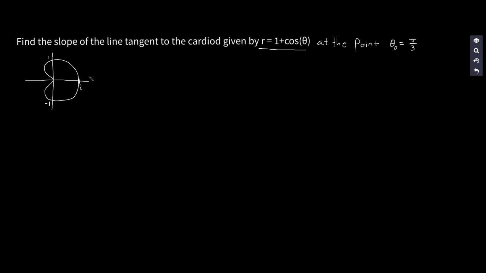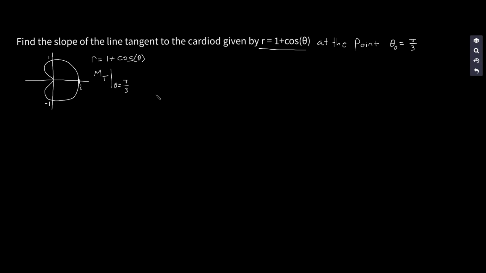All right. So here, r equals 1 plus cosine of theta. And we're looking for the slope. We're looking for the slope, you guys. So this is going to be m sub t, and the point is theta sub 0. So we'll put a theta here, and we'll say that theta sub 0 is set to pi over 3.